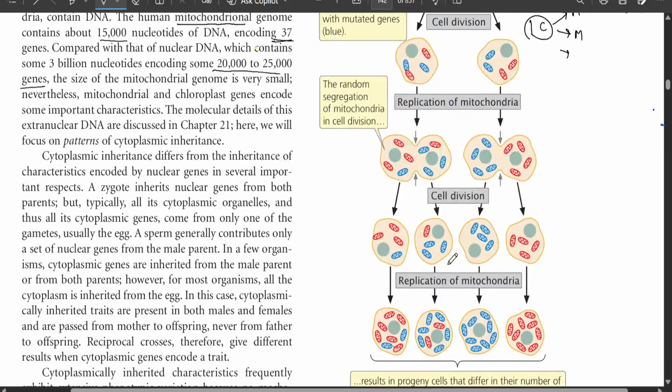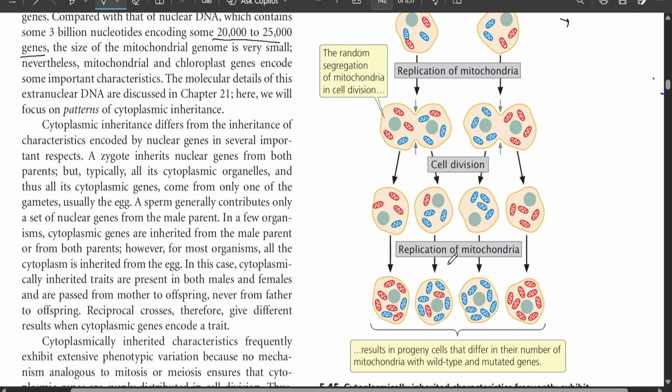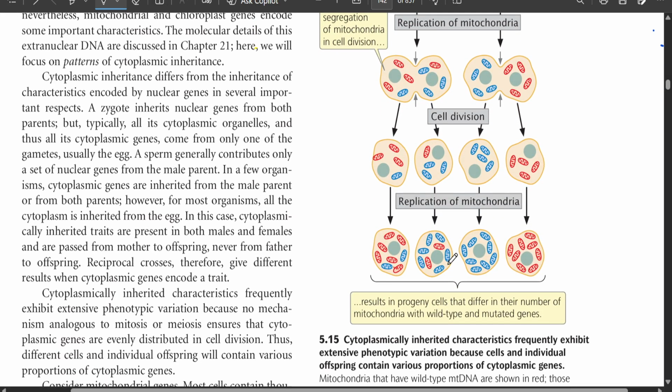In addition to that, we also come to know that there is chloroplast which is present in the plants. These chloroplasts also contain the DNA which is known as the cpDNA. Now the cpDNA will also be present in the cytoplasm, and it will also follow the pattern of the cytoplasmic inheritance.